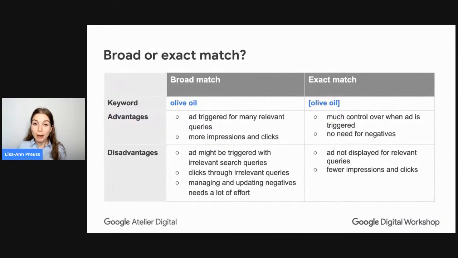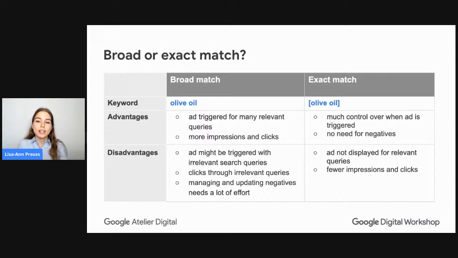Now, if you're wondering how to go about this, well, there are advantages and disadvantages for both broad match and exact match. Of course, if you use more broad match keywords, the ad is likely to be triggered for many search queries, and it'll also generally give you more impressions and clicks. But the ad may also be triggered with irrelevant search queries and give you clicks through those irrelevant queries. Not to mention, you really need to spend time managing and constantly updating your negative keywords.